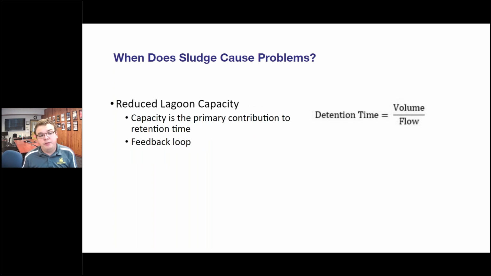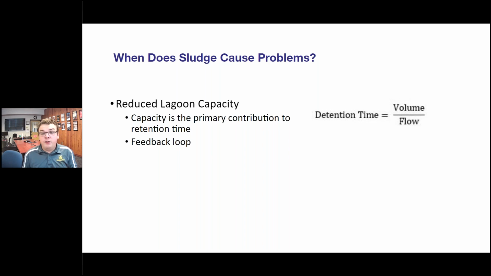So when does sludge cause problems? The biggest thing with sludge is that it's reducing your lagoon capacity. So when it comes to detention time, there's only 2 parameters that go into it: the volume of your lagoon system and the amount of flow coming into the lagoon. So if you cut capacity, you are cutting your detention time, because for the most part, your flow for a lagoon system on average is going to stay fairly constant at certain times of the year.